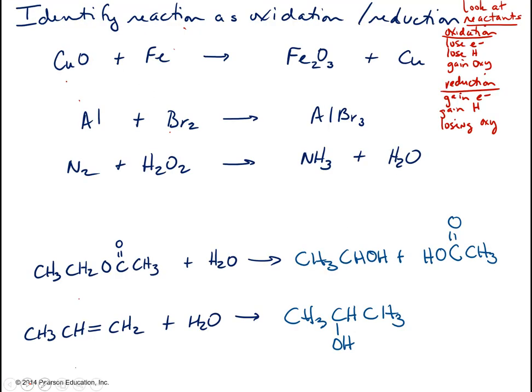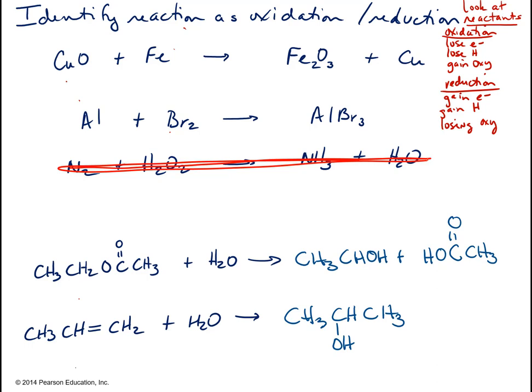All right, so now in these ones up at the very top, I may ask you to identify what reactants are oxidized, what reactants are reduced in these reactions. So CuO plus Fe makes Fe2O3 and Cu. Oh, we're not going to do this one. I knew there was one I was going to fix.